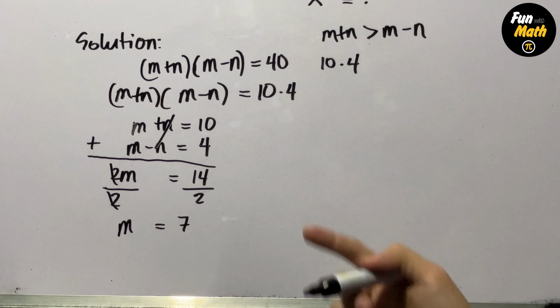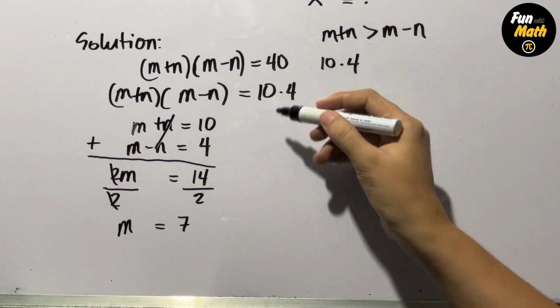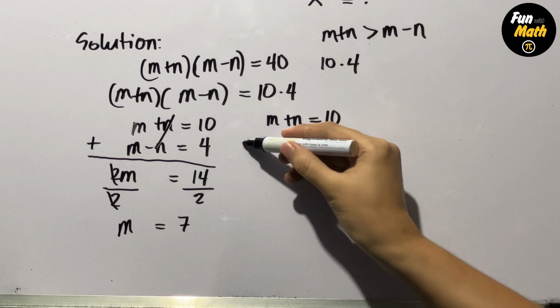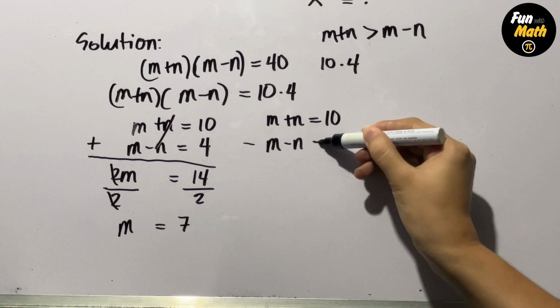Next thing to do is to subtract the two equations. So m plus n is equal to 10 minus m minus n equals 4.